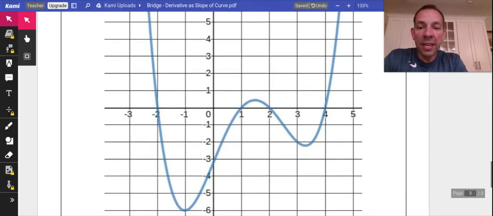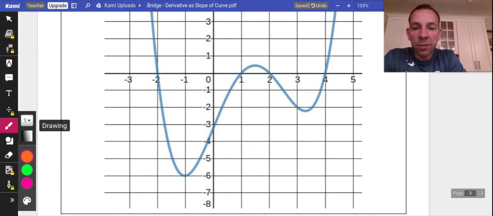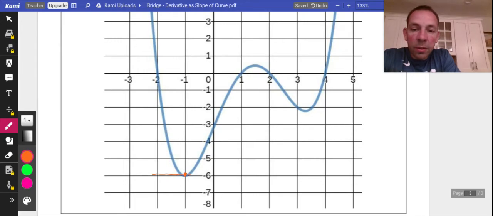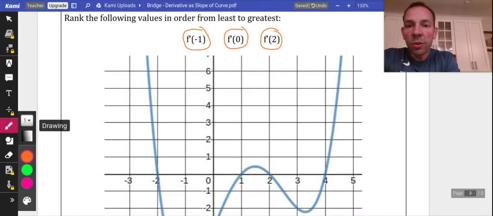The derivative at -1, that looks kind of fun. It looks like we've got ourselves a turning point right here at -1. So I would say the tangent line is going to be horizontal, and the slope is 0, as we just discussed. So I'm going to make a little note that I think the slope is 0 right there.